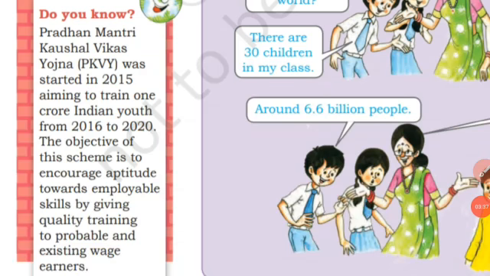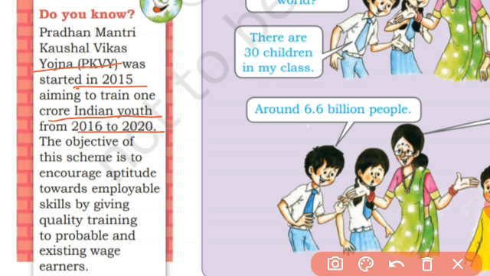The Government of India has also initiated a scheme known as PMKVY, Pradhan Mantri Kaushal Vikas Yojana, started in 2015, and its main aim is to train 1 crore Indian youth from 2016 to 2020 during the 5 years. The objective of this scheme is to encourage aptitude towards employable skills by giving quality training to probable and existing wage earners. Increasing people's income and giving them a working profession, an occupation, is the main objective of this scheme.